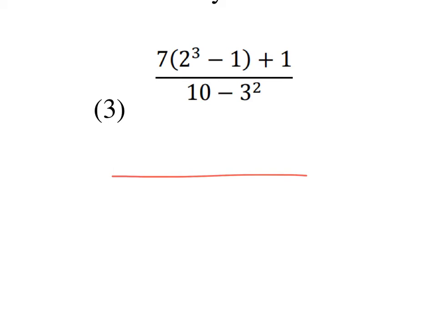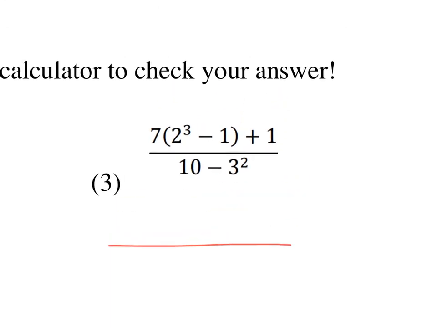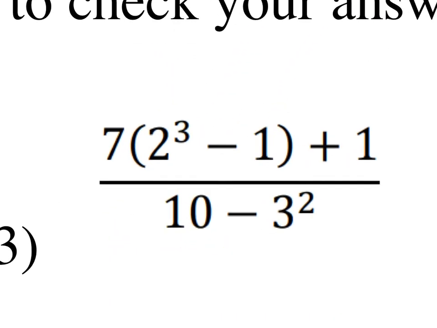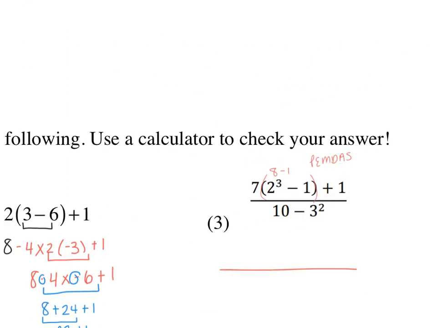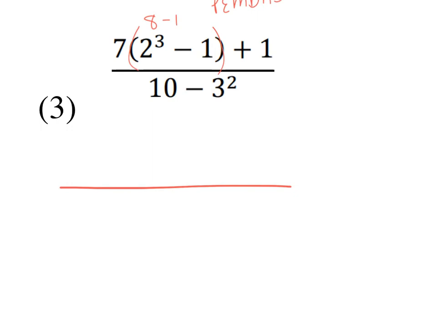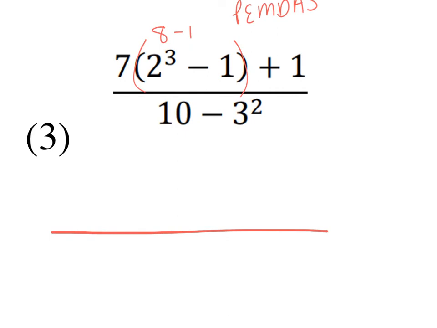Do I have parentheses? I do, but inside my parentheses is a 2 cubed minus 1. So I have to ask myself, in terms of PEMDAS, inside that parenthesis, what am I dealing with? I'm dealing with the 2 cubed minus 1. I know that 2 cubed is really 2 times 2 times 2. What's 2 times 2? 4 times another 2, 8. So I'm really doing 8 minus 1. So what we're going to do in our numerator of our expression is write out 7 times 8 minus 1 plus 1.